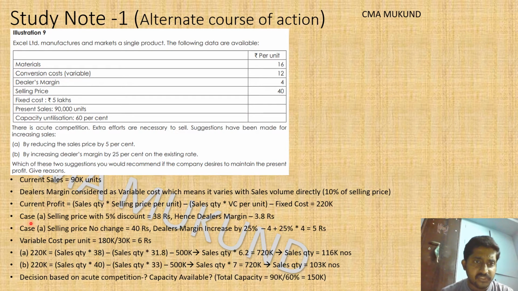Okay, so case A. In case A, we are reducing the sales price by 5%. The sales price here is given as 40 rupees. So 40 rupees with a 5% discount becomes 38 rupees. So will the dealer's margin change? Here is where we have to apply our mind. That's why we have to define the dealer's margin. You have defined it as variable. You should also define the dealer's margin in relation to your selling price.